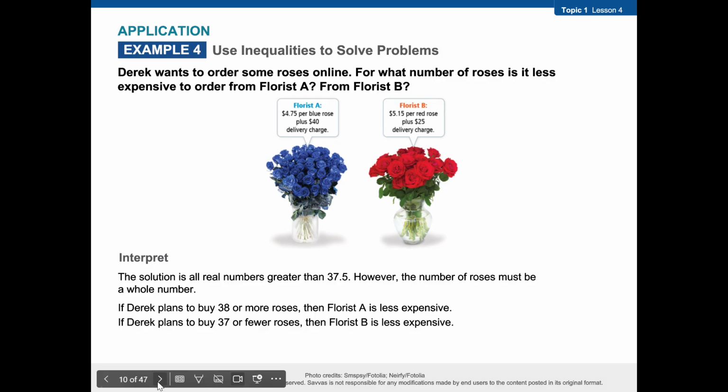This is just interpreting it for you. The solution is all real numbers greater than 37.5. However, the number of roses must be a whole number. So if Derek plans to buy 38 or more roses, then florist A is less expensive. If he plans to buy 37 or less, then florist B will be less expensive.